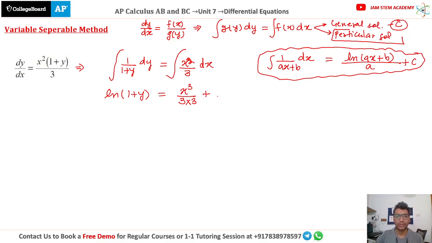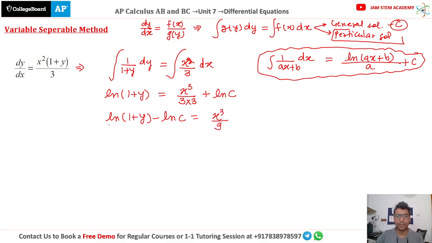That's totally up to you. So here I will add natural log of c as my constant of integration. Now let's solve for y. So here we have natural log of 1 plus y minus natural log of c, by taking this natural log c to the left side, equals x cubed by 9.